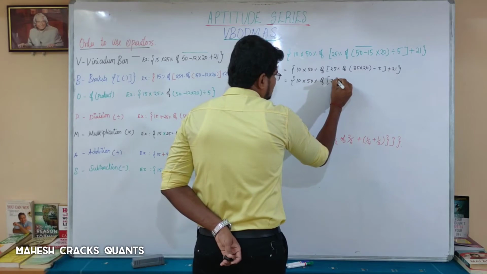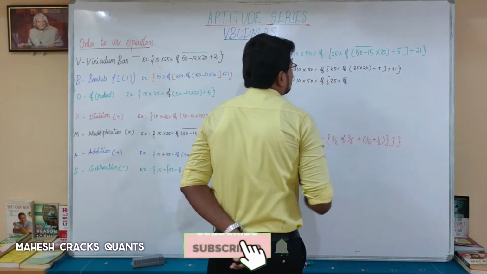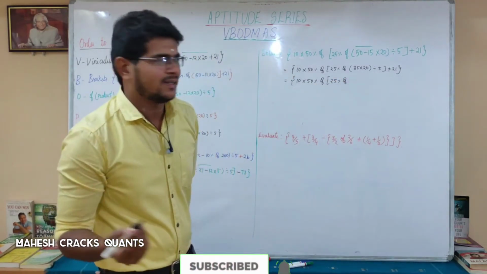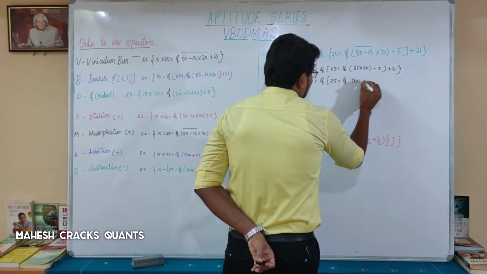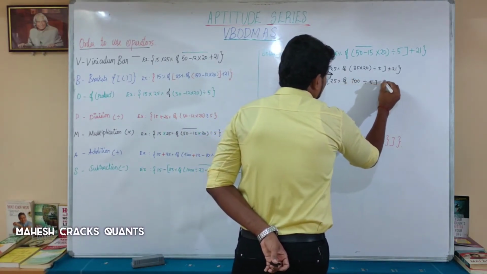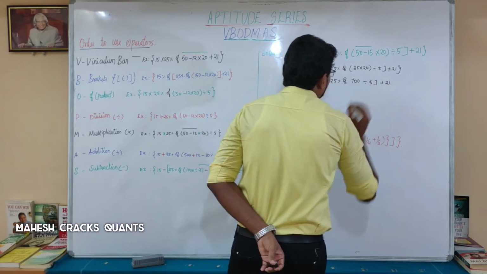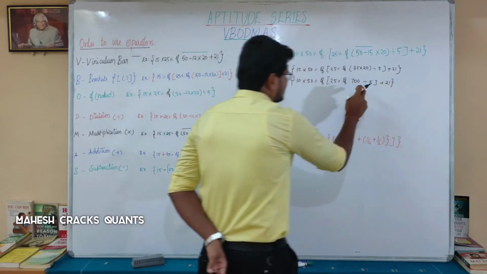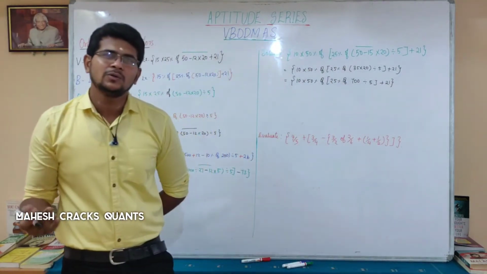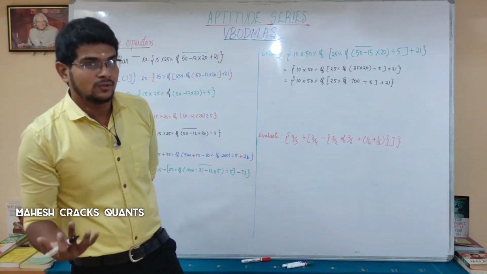So 25 percentage of 35 into 20. What is that? 700. We know that. 700 divided by 5 plus 21. Here, what will you do? So next step, will you do division or "of"? Which one do you have to do? "Of" is what you have to do first.